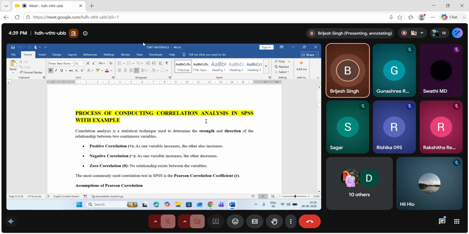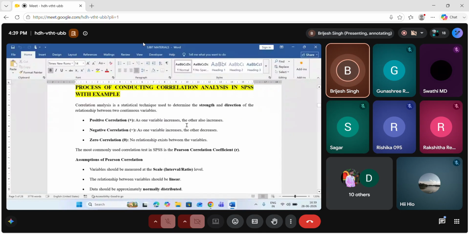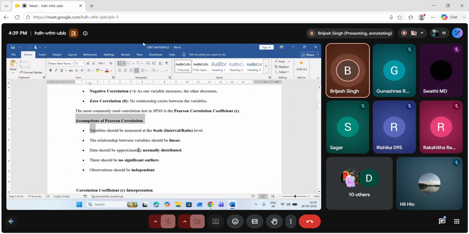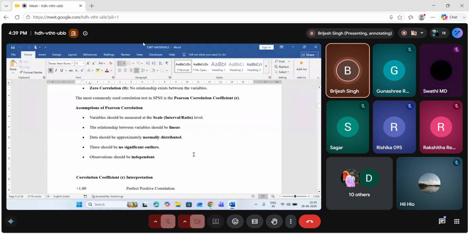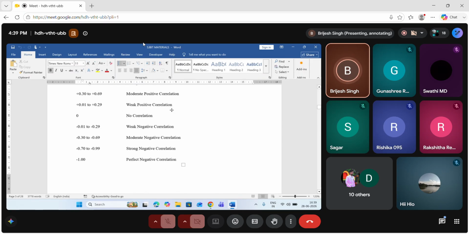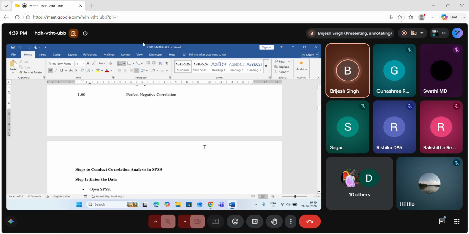The next topic we had was the process of conducting correlation analysis in SPSS with an example. Here you have to write more about three components: positive, negative, and zero correlation, and these are the assumptions of it. Before you apply correlation, you should check whether these things exist or not. These are the levels we discussed in the class, like plus one indicates what, minus one indicates what, and zero indicates what. One, two lines is enough.